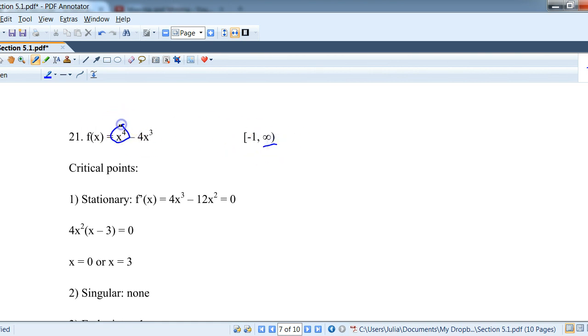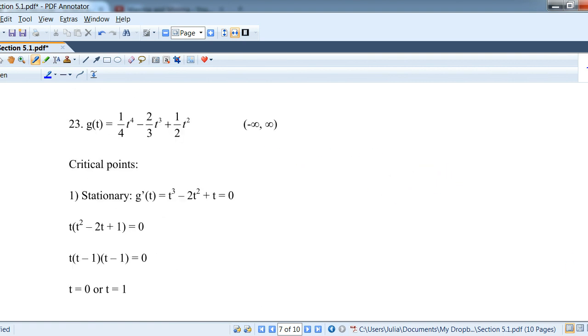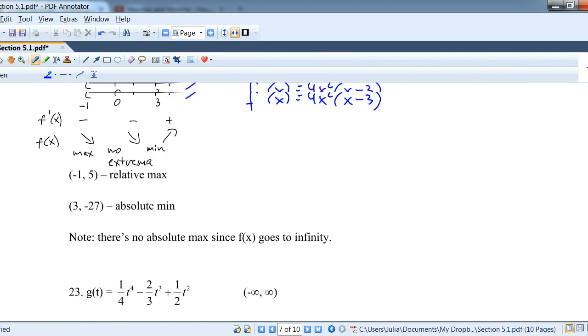Well, always look at the leading term. And since it's positive x to the 4th, it's an even power and it's also positive. So what happens as x goes to infinity? Well, your function f of x also goes to infinity. So it's something that's helpful to keep in mind, and because it goes to infinity, then we know there is no absolute max. Let me go back to the original.